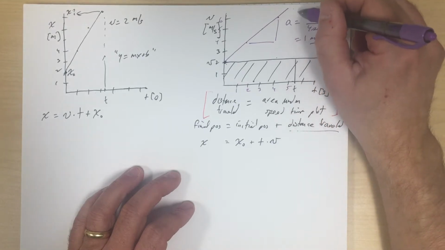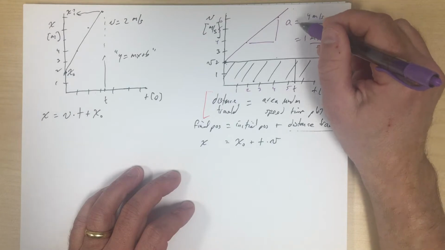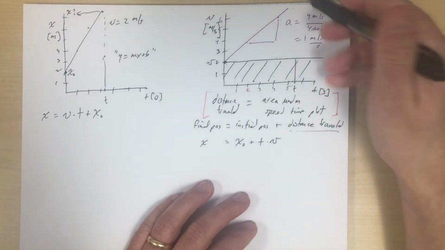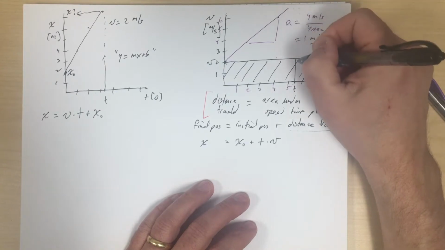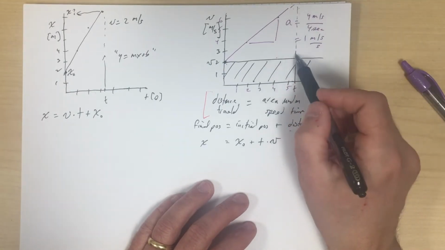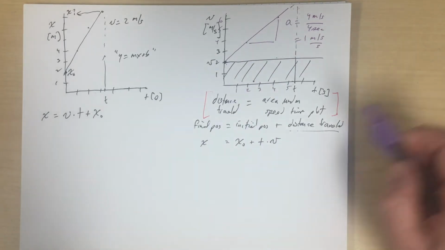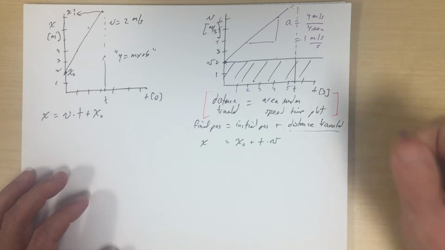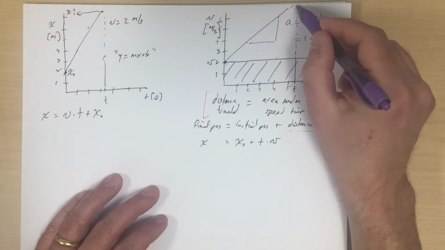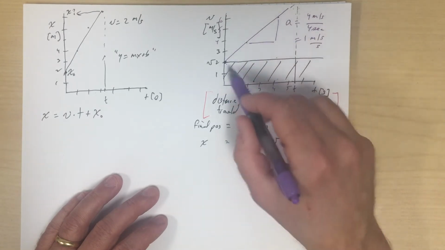So at some point in time, I might be interested in knowing how far the object has traveled, even though it has increased in speed over time. So how do we do that? Well, we do exactly the same thing here, and we need to find out the area under this curve. So the area under this curve includes this initial part, and it includes this triangle.